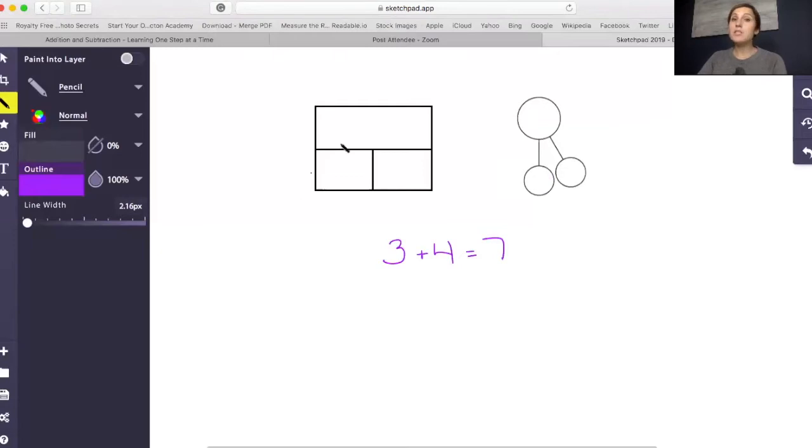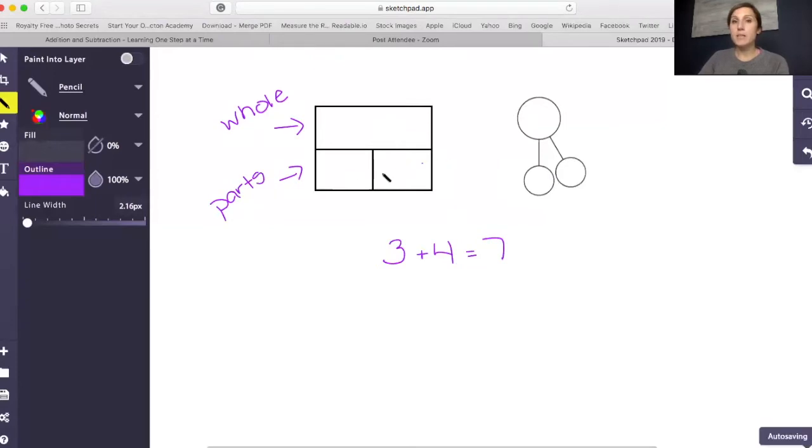I'm going to start with the tape diagram, and I have an addition problem right here that I'm going to start modeling. In the tape diagram, the top part shows your whole. That's going to be your biggest number in your addition or subtraction problem. That goes in the top. And then the bottom boxes show the parts.